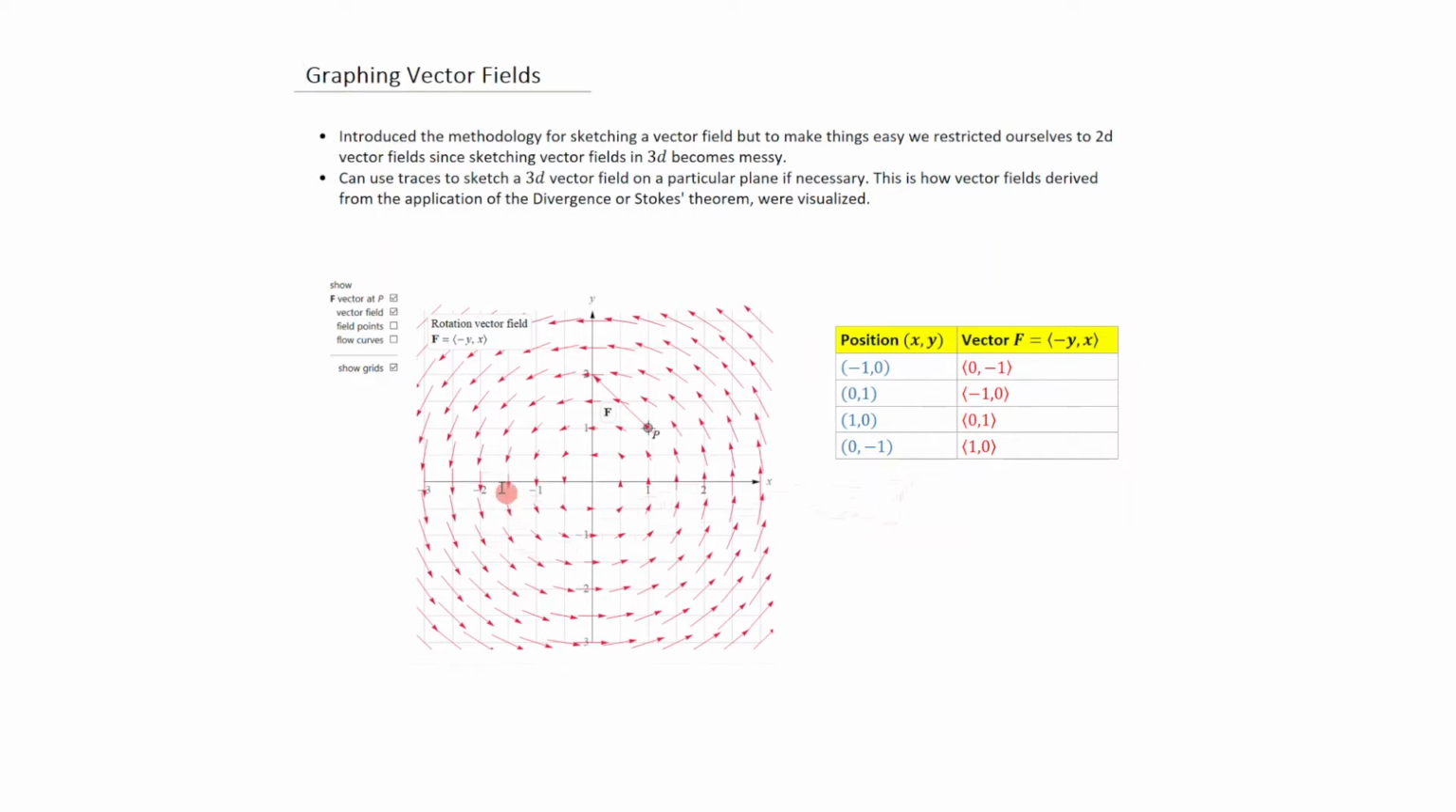We chose to do -1, 0, then 0, 1, 1, 0, and 0, -1, which meant we picked a point here, a point here, a point here, and a point here. And what you can see very quickly is that you ended up with vectors that tended to form a closed circle. In this case, the magnitude will change depending on how far out you are: smaller as you get close to the origin, and much larger magnitude as you get further out. So this is what we call a rotational field.